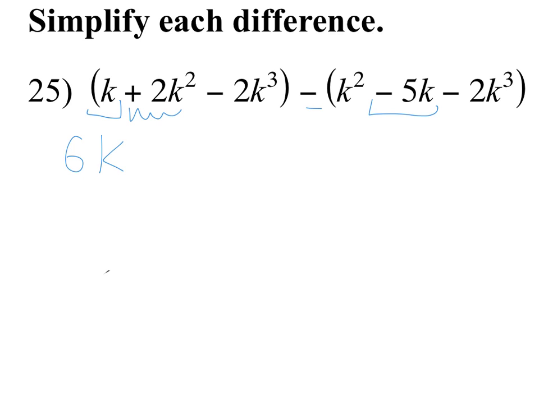2k squared minus k squared is going to be 1k squared. And then negative 2k to the third minus negative 2k to the third cancels out. That would give me 0 as an answer.